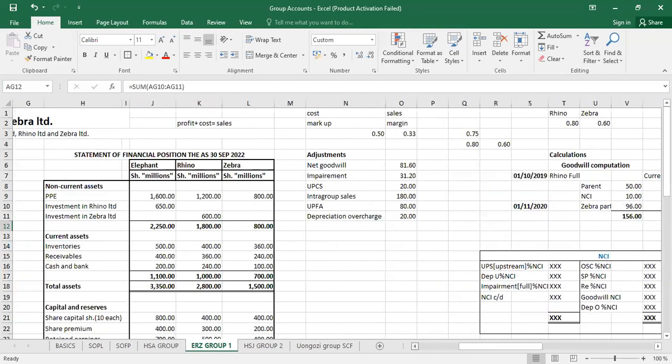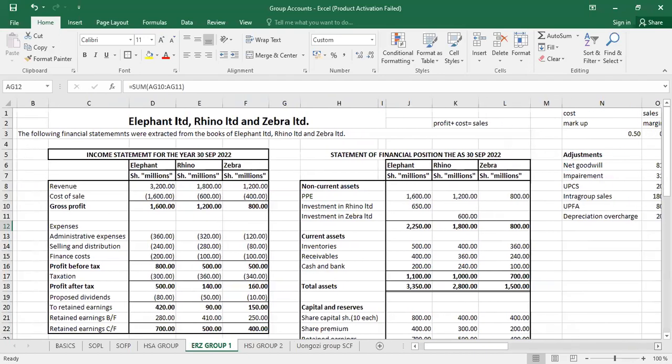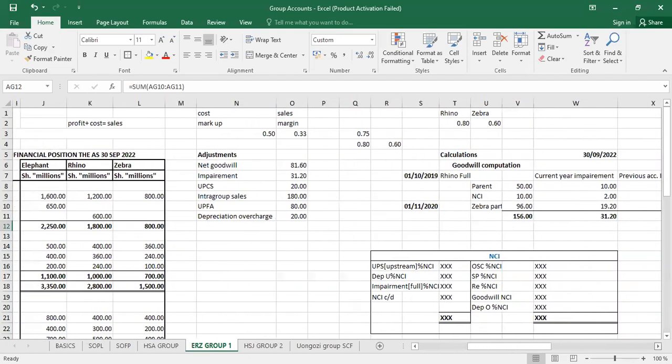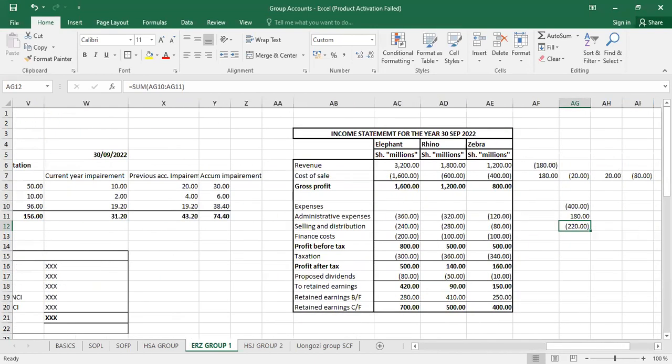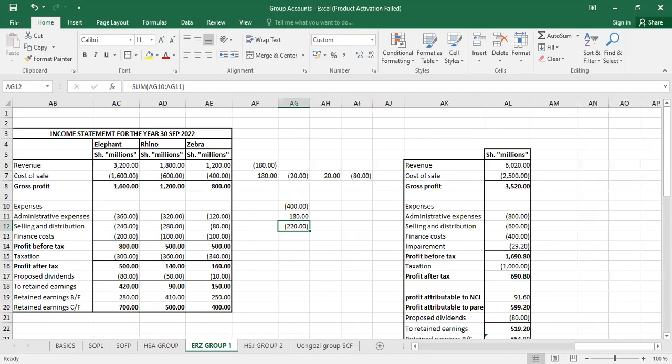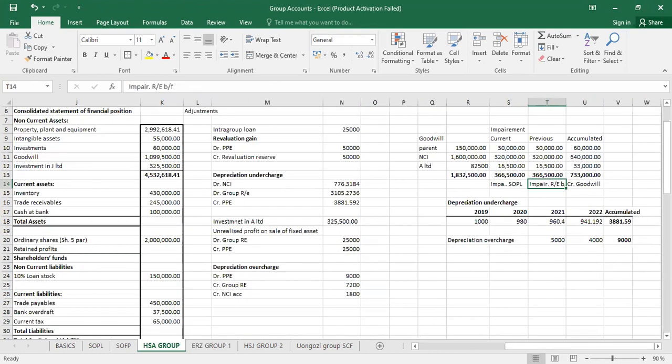I think, where was it? Let me show you where we are presenting. I think it's next year. So here, you see this one here. This one we were removing impairment for the year. Let me not go there, we'll just get the concept. Let's continue here. We have already done with depreciation overcharge. This one I'll bold so that I know. Also this one, I know the entries.